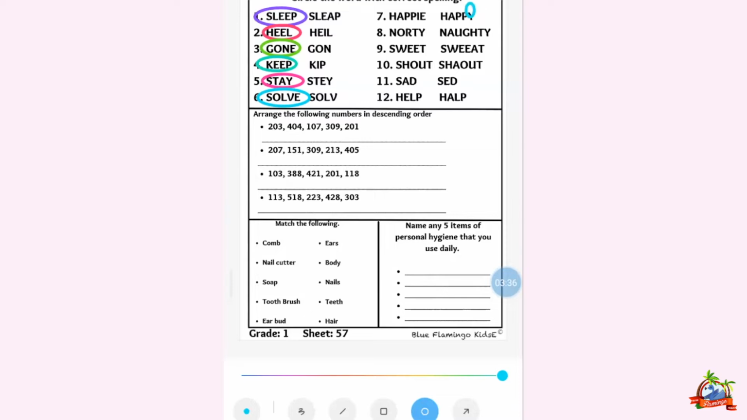Seventh word is happy. HAPPY. Eighth word is naughty. naughty मतलब बदमाश. NAUGHTY.